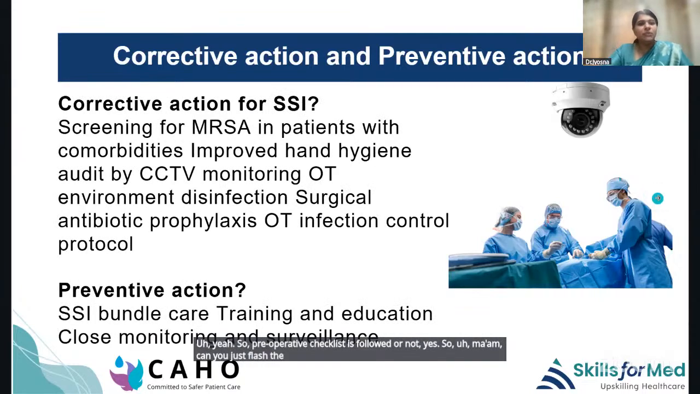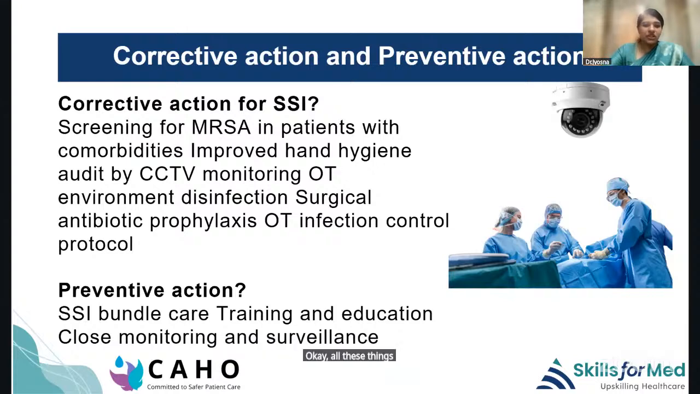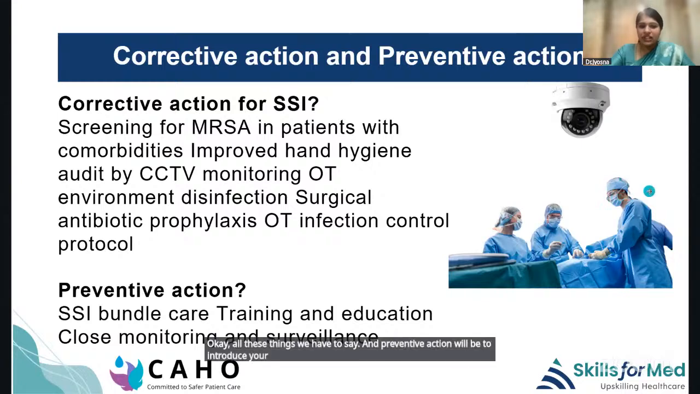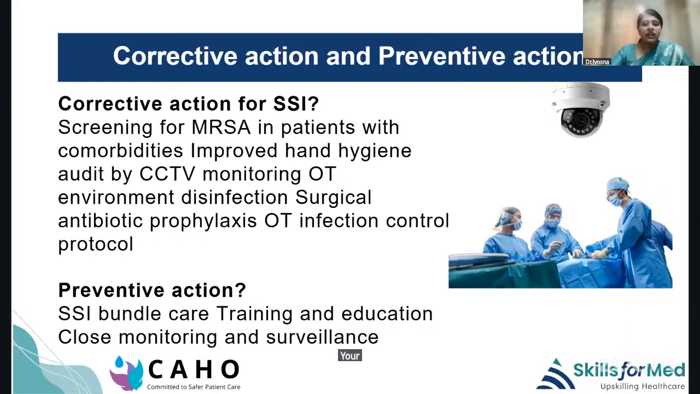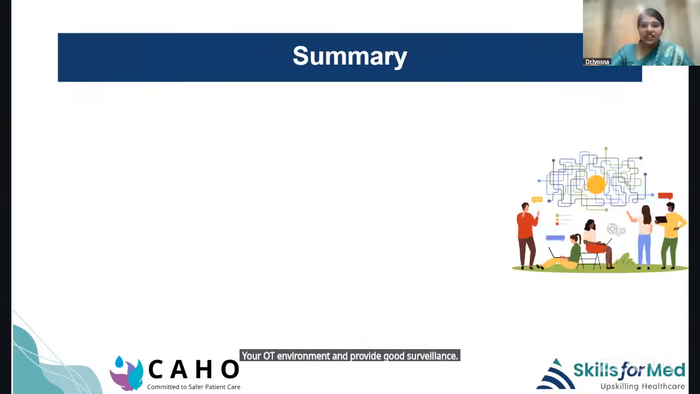So, screen for MRSA in these patients with comorbidities, improve hand hygiene by CCTV monitoring, OT environment disinfection, surgical antimicrobial prophylaxis. Are they given within 60 minutes of incision? Okay, all these things we have to say. And preventive action will be to introduce your bundle care, give training and education, closely monitor your OT environment and provide good surveillance. Right?